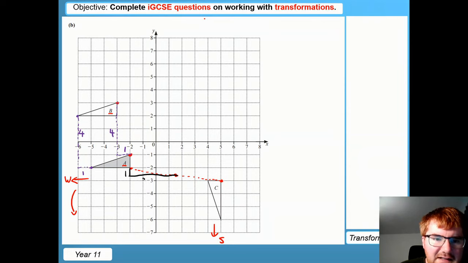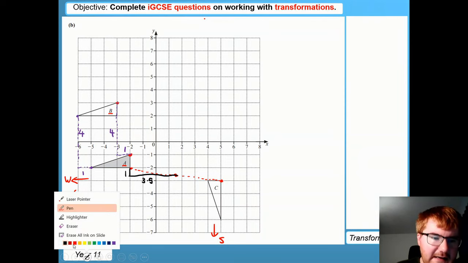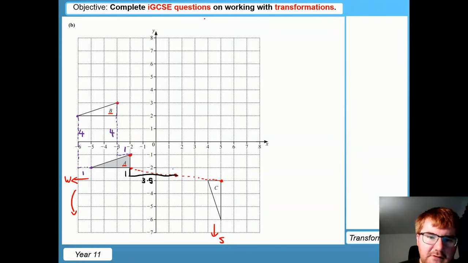Now again, if you don't like this method, it's absolutely fine. You can always use tracing paper. What I'm going to do here is draw what's called a perpendicular line, so a line at right angles. If I do this in green, I'm going to go half across. So that should be a half there. Half across and then 3.5 upwards. So 1, half, 1, 2, 3.